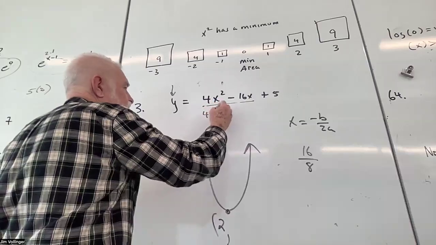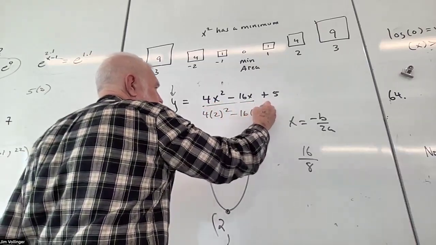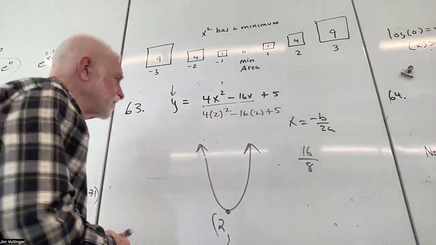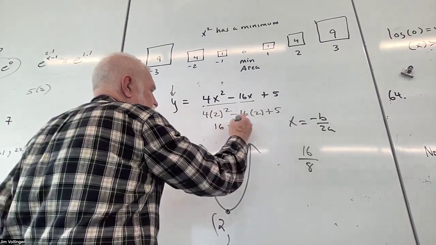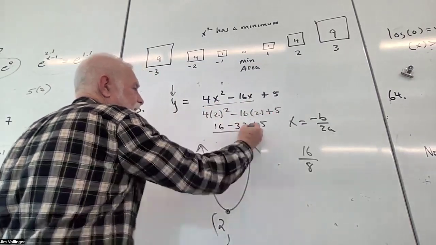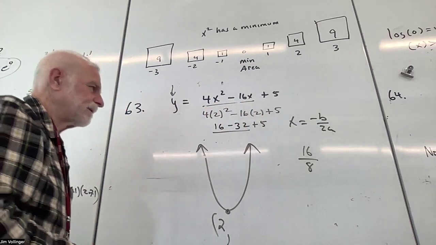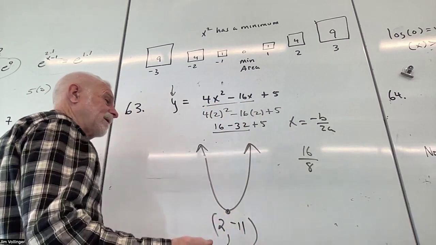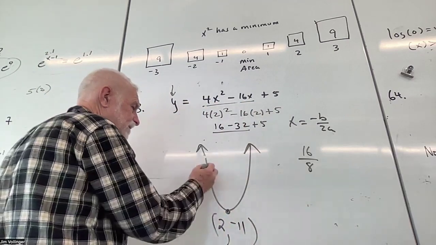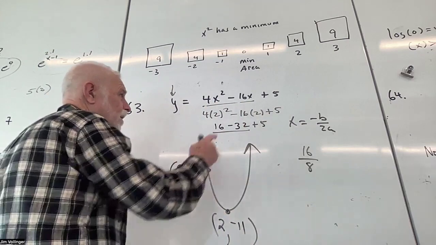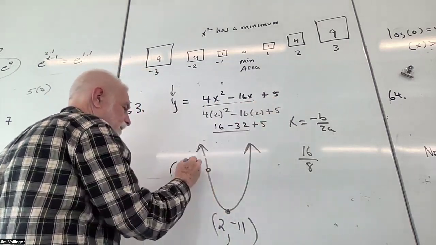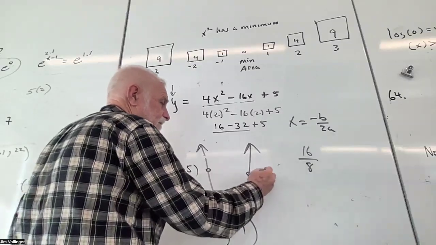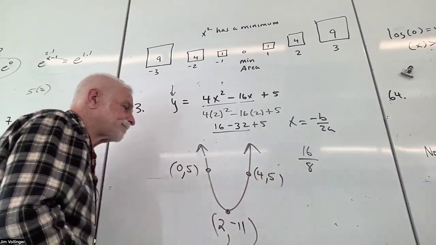So we have 4 times 2 squared minus 16 times 2 plus 5. We can always check to see if I came prepared. I got a better marker here. So this is 16 minus 32 plus 5. I like that. I've seen that a lot recently. So minus 16 plus 5 is minus 11. And I like the y-intercept because if you're going to cross through the y-axis, you might as well go through the right place. And it's been given to you anyway. So 0 gets you 5, then 4 gets you 5. You can see the symmetry.